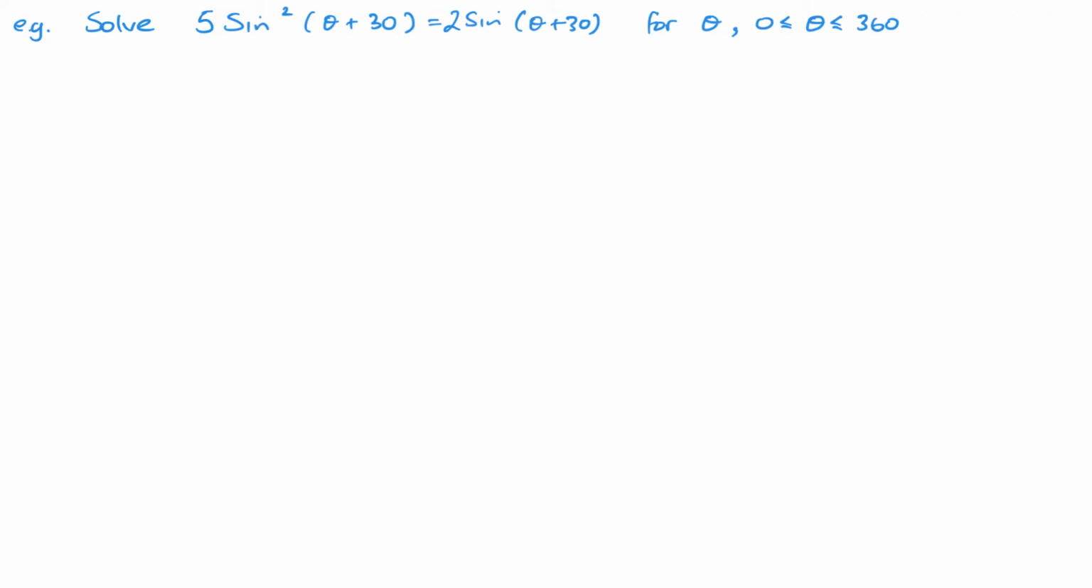Now, nice second example here. 5 sine squared theta plus 30 equals 2 sine theta plus 30. And I just want to bring your attention to this initially. This is like, imagine you had like 5x squared equals x.